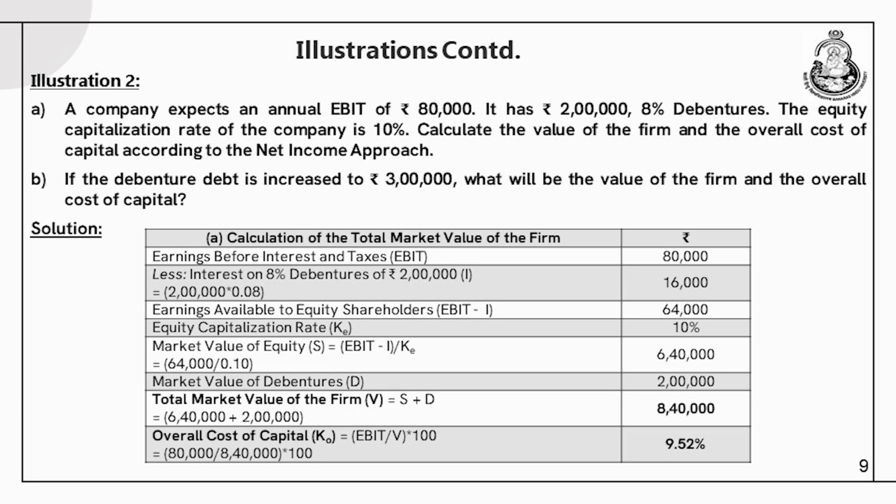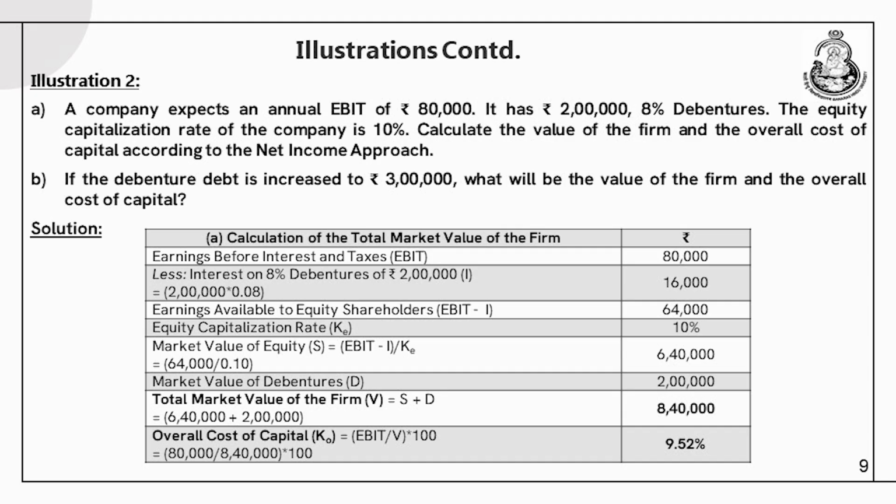In the second part, it says if the debenture debt is increased to 3 lakhs, initially it was 2 lakhs, what will be the value of the firm and the overall cost of capital? Now, when you do these questions as per the net income approach, first of all, you should see whether what you learned in the theory is getting reflected in the questions. As per this theory, if we increase the proportion of debt, the market value of the firm should increase and the overall cost of capital should decrease. This is what the theory says. So, we need to see whether this is reflected in the questions also, right.